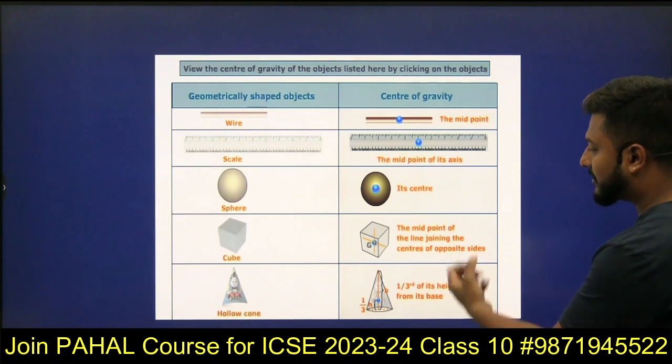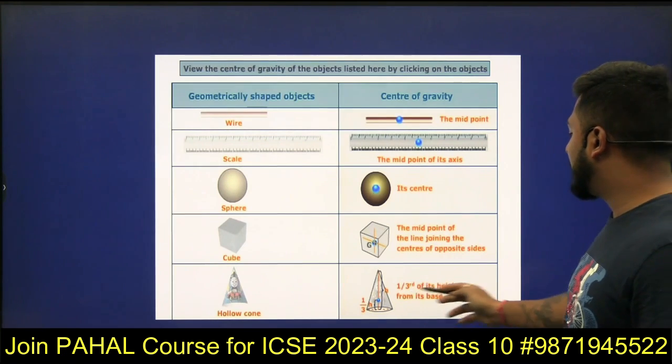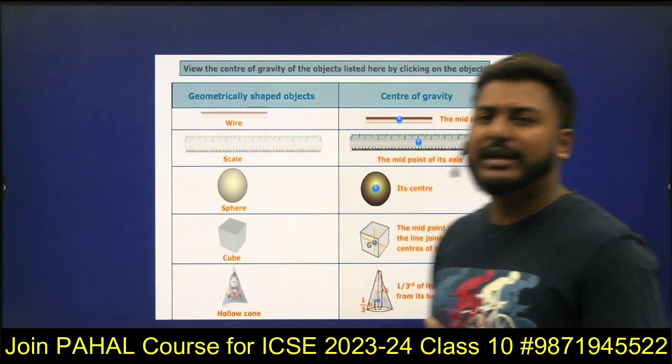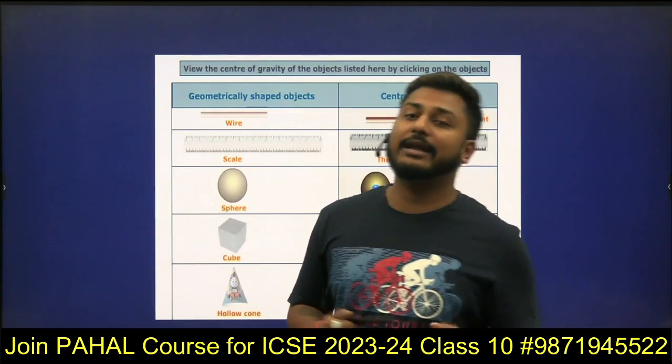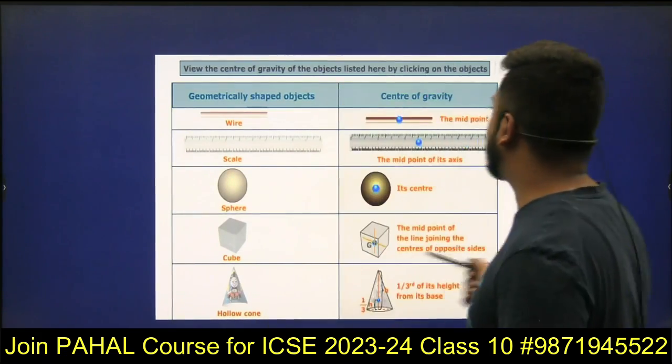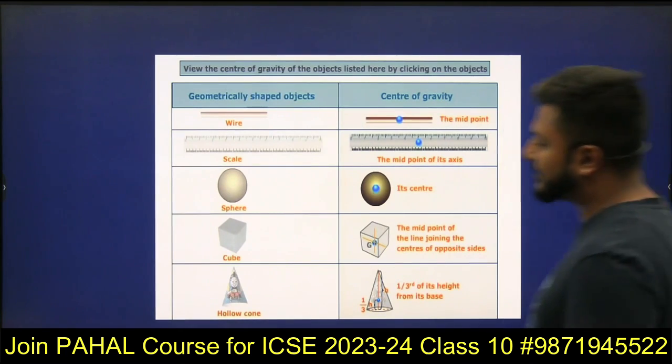For a hollow cone it will be 1/3 of the height from its base. Now the hollow cone and this cube are not in your course; we are telling you this only to help you understand where the center of gravity will lie, right? So this is center of gravity for regular shapes.